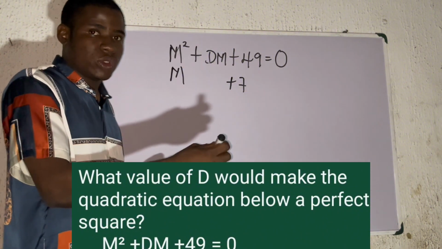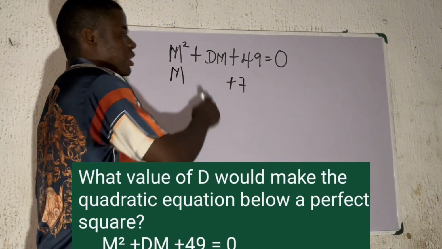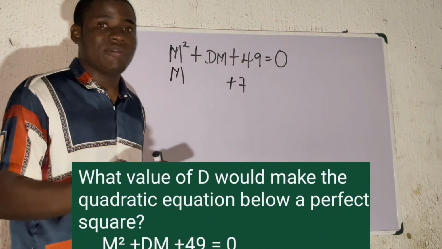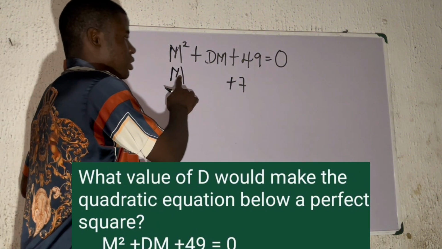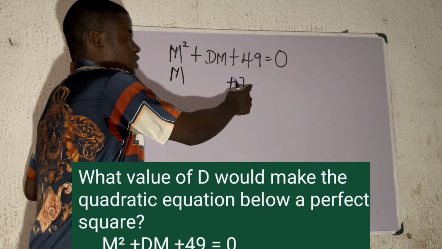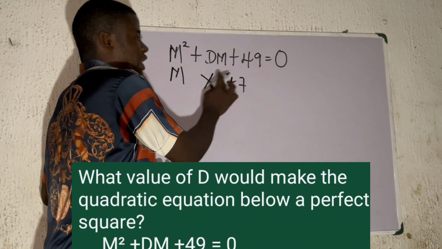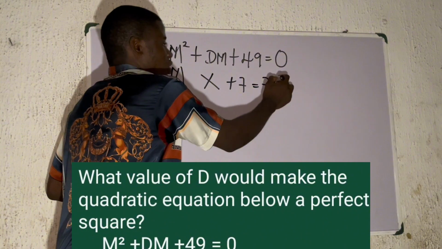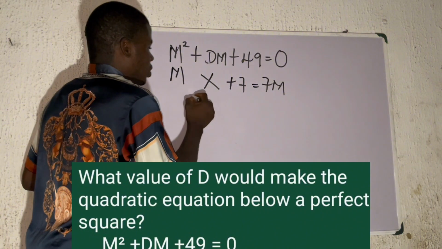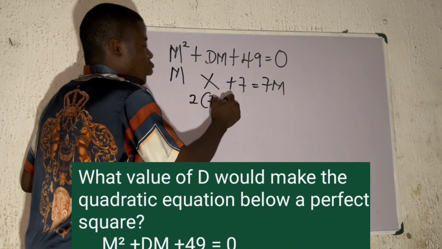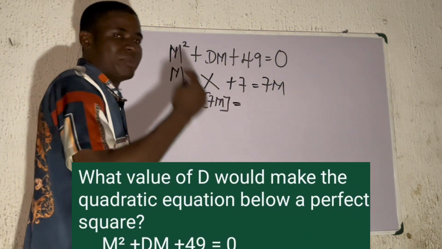Now, the second condition for something to be a perfect square says 2 times the product of the square root of the first and last terms. The square root of the first term is m, and the square root of the last term is plus 7. Their product, m times plus 7, gives us plus 7m. Then 2 times 7m will give us the middle term.